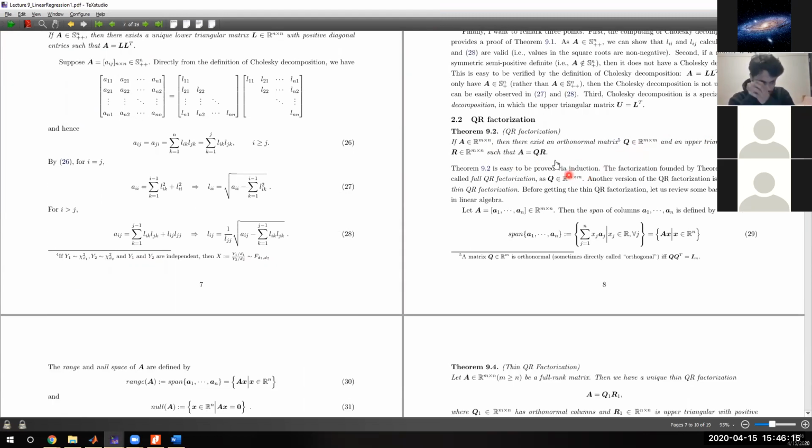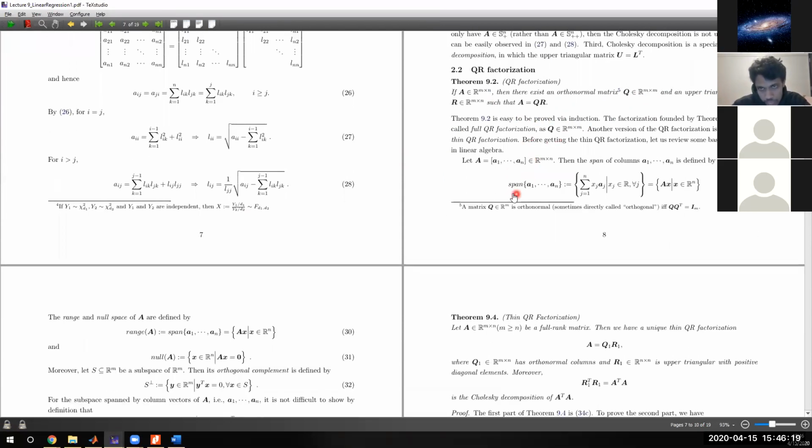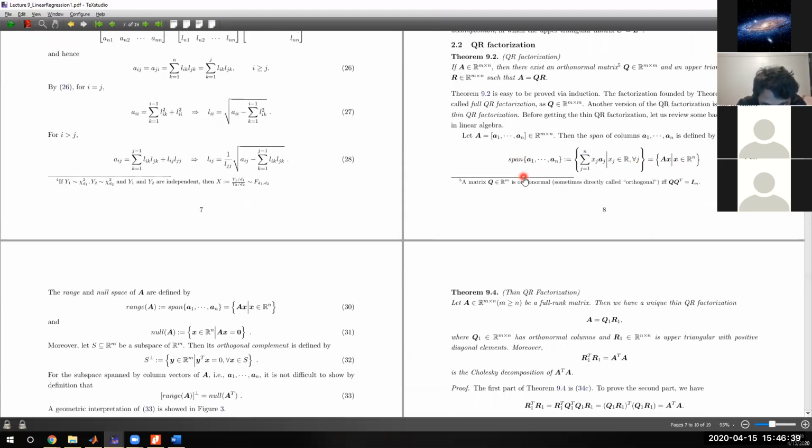Before introducing this, let's review something about linear algebra. First of all, is the definition of span. Suppose I have A_1 to A_n as the basis of the space. The span of them means using the linear combinations of these n basis vectors, whichever points you can reach in this n space, R^n space. Okay, so this is the span.